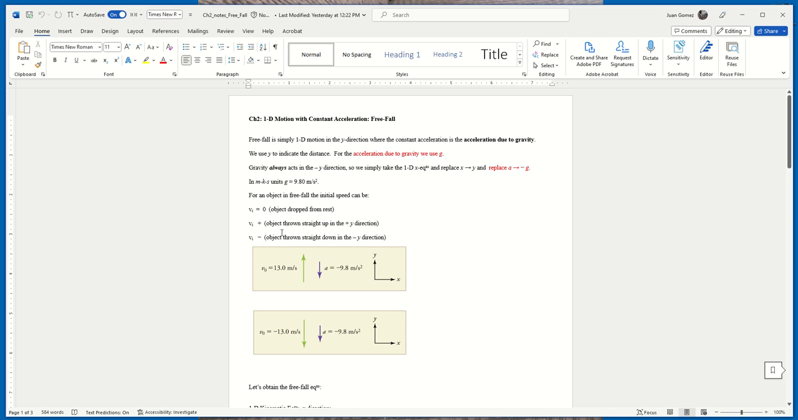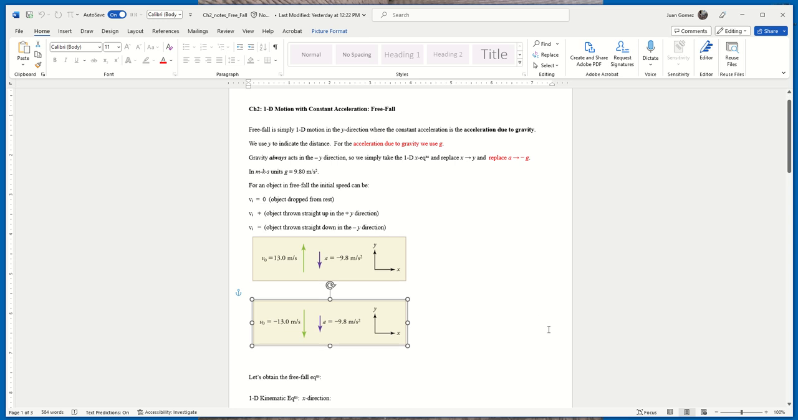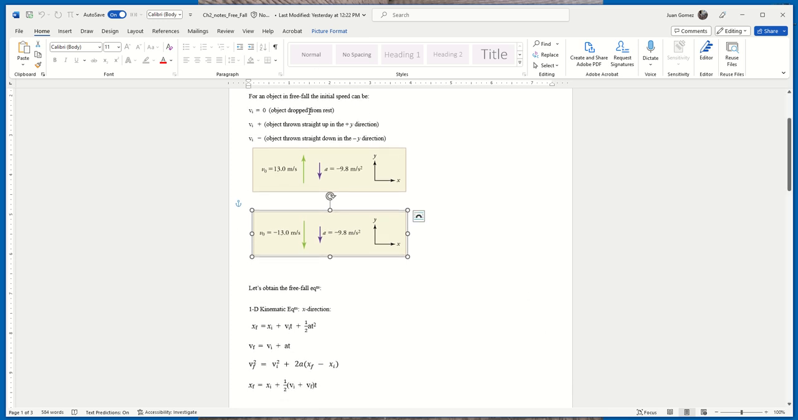Here, this is case 2, where Vi is positive, but notice a is negative. And the numerical value of g, I should have mentioned: in MKS units, the magnitude of g is 9.80 meters per second squared. But it's always negative because gravity always acts in the negative y. So again, here's the case where Vi is positive, here's the case where Vi is negative, and if it's dropped from rest, obviously Vi would be 0.